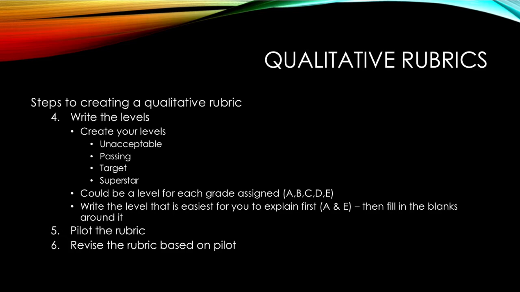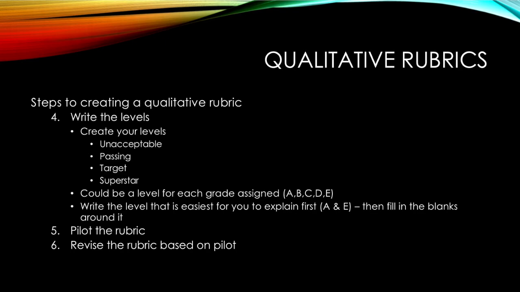So once you have that figured out, you're going to then write your levels. So you create the type of levels that you want. In this case, we might have unacceptable, passing, target, and superstar. So we have 4 different levels. Could be a level for each grade assigned, an A, B, C, D, or E. However you conceptualize that is how you set it up.